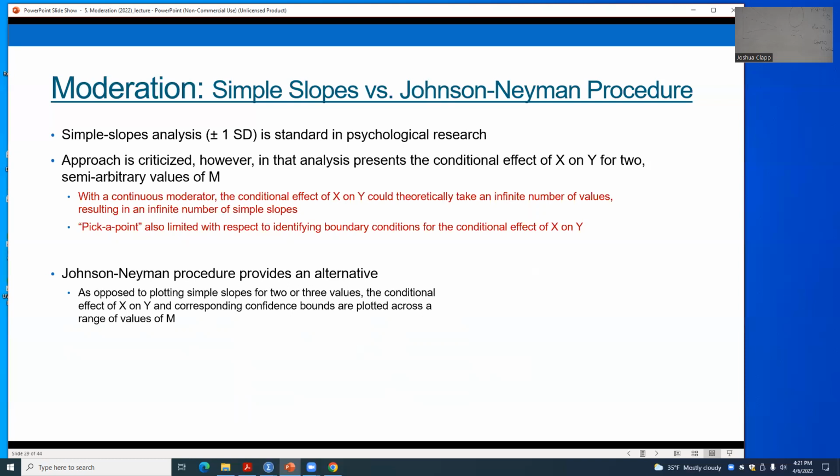Something known as plotting simple slopes at many different values, right? What we're doing is plotting out the conditional effect of X on Y. So we're plotting a graph of the actual coefficient for the unique effect of X on Y and corresponding confidence bounds across a range of our moderator.